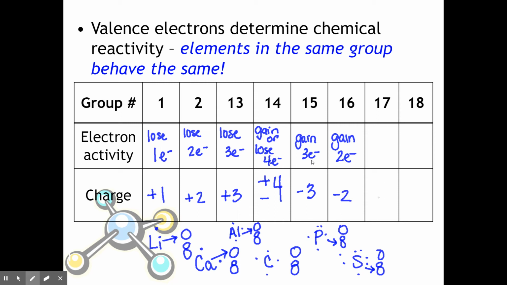In group 17, we have chlorine, who has 7 valence electrons. It is easier for it to go to 8. Therefore, it is going to gain 1 electron for a charge of -1.